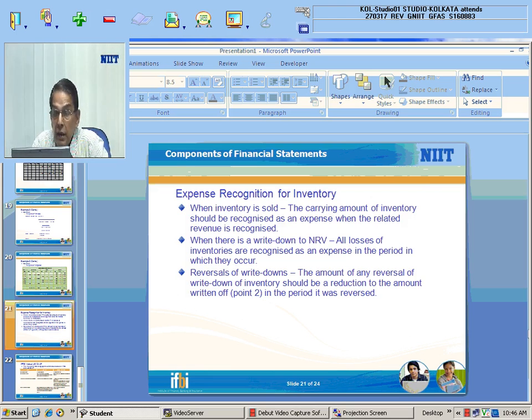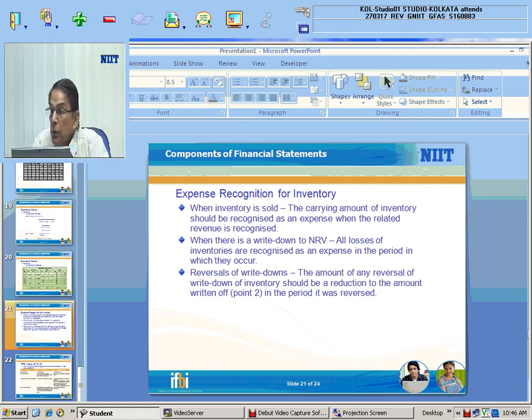When your related revenue is recognized. So when you are recognizing the sales revenue, then the carrying amount of the inventory which has been sold will be recognized as expense. Not before, not after. Okay. That is basically the matching principle.